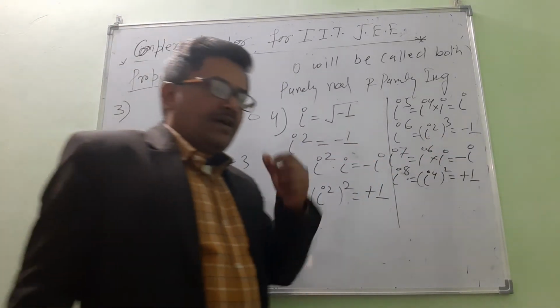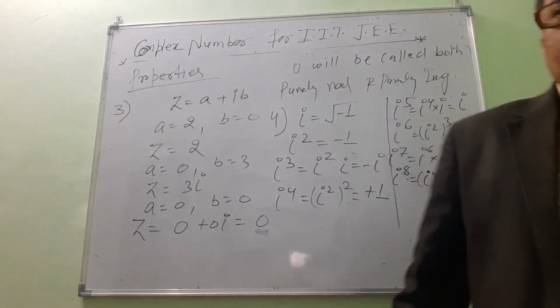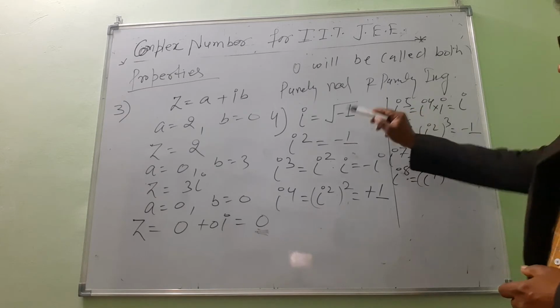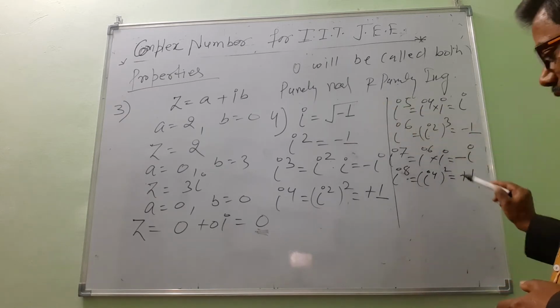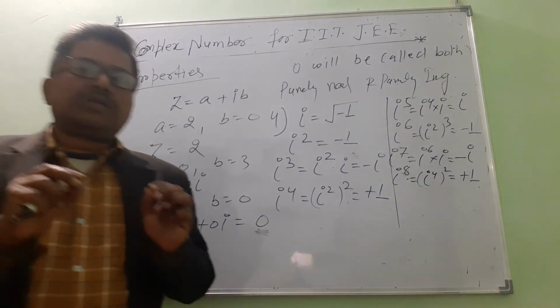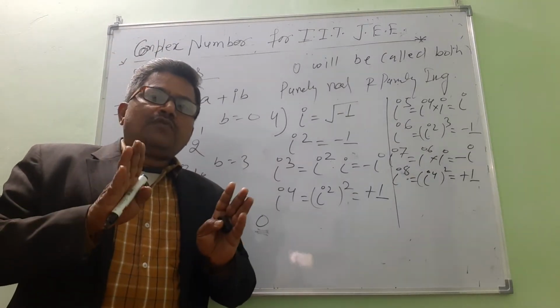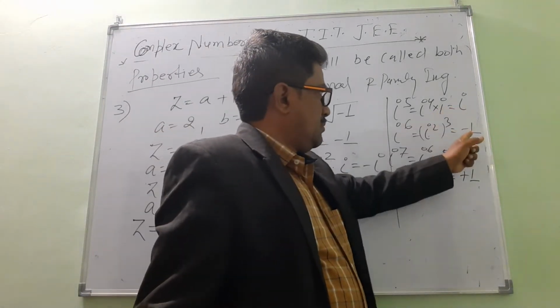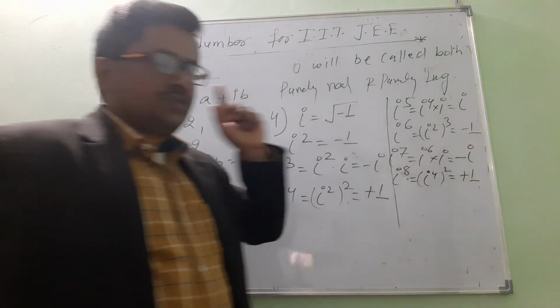Now we take the next 4 powers. Again we will get the same values: iota, minus 1, minus iota, plus 1. For any power of iota, only 4 values exist, and those are iota, minus 1, minus iota, plus 1. Always remember this.